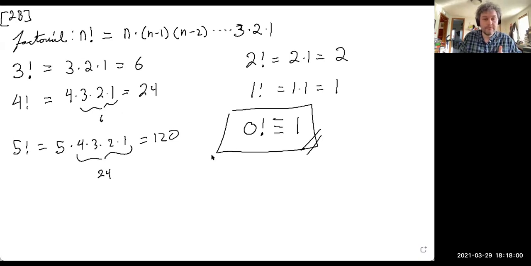Okay, so that's n factorial. It's just a notational thing, but we need it. We need it for the rest of the night, and we'll need it for the rest of the semester. It's called n factorial. Okay. So we will be using that.